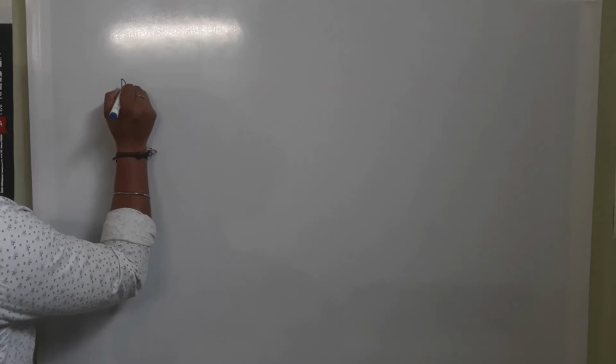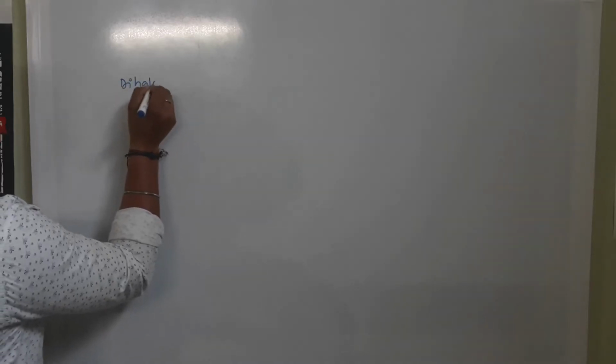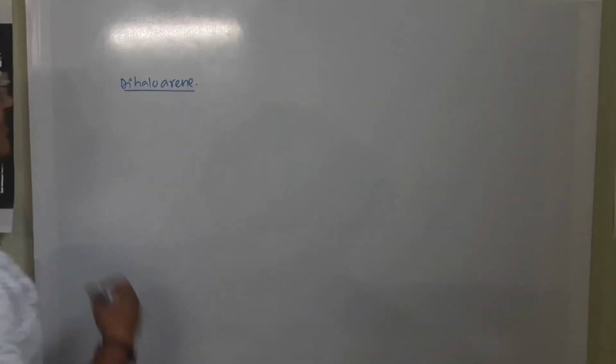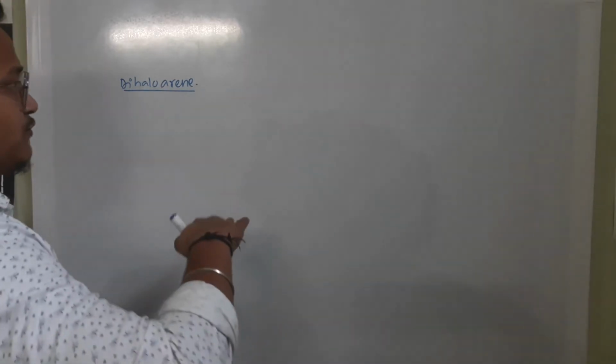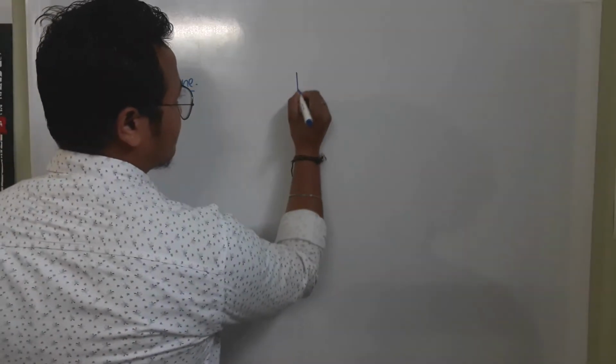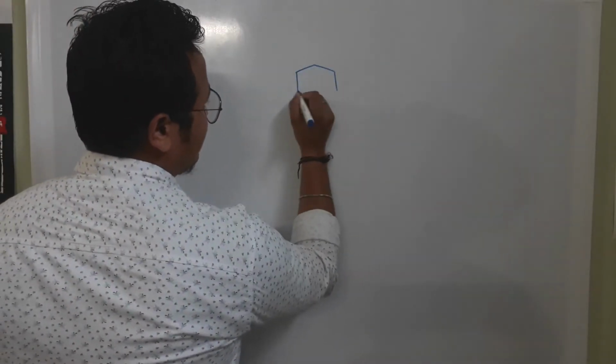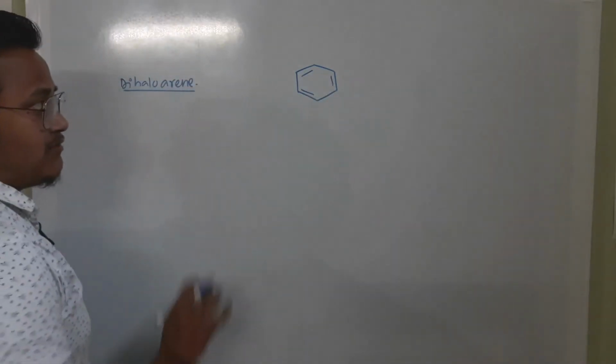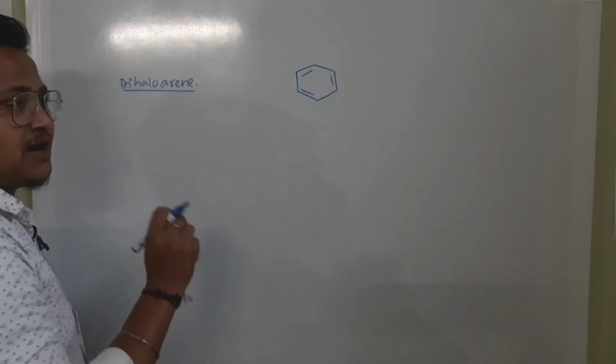Now let us focus on dihaloarene compounds. Let us focus on this. So how will we name dihalo? Before going to this, let us go for another discussion. Suppose I have a benzene ring here, and I can substitute the hydrogen, right?